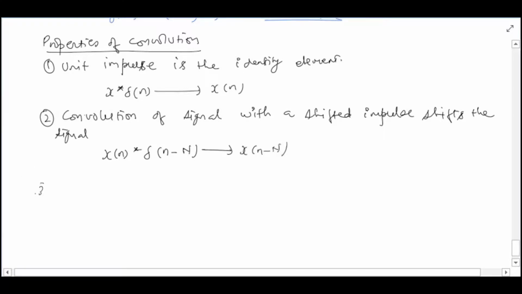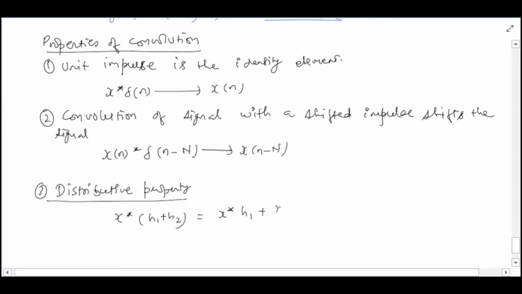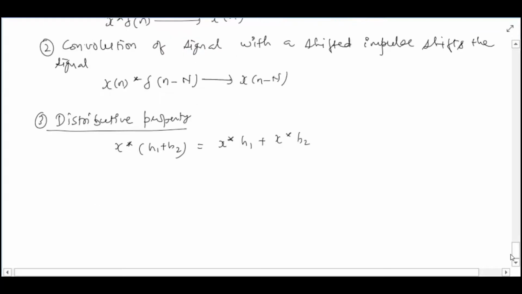The third property is the so-called distributive property. It says that convolution of x with h1 plus h2 equals convolution of x and h1 plus convolution of x and h2. The distributive property implies that the parallel combination of two LTI systems, let's say h1 and h2, can be represented as an equivalent LTI system with impulse response h1 plus h2.